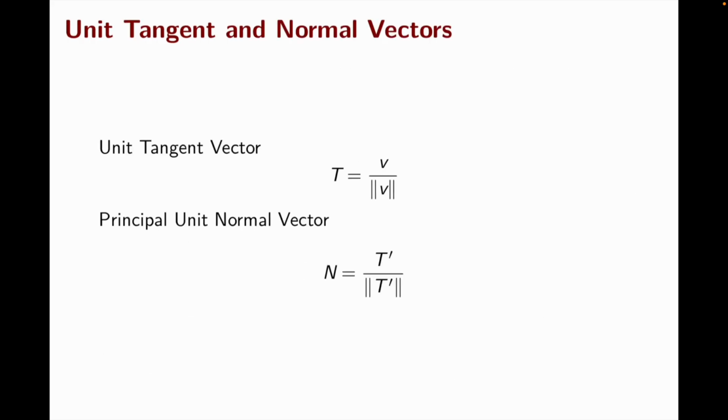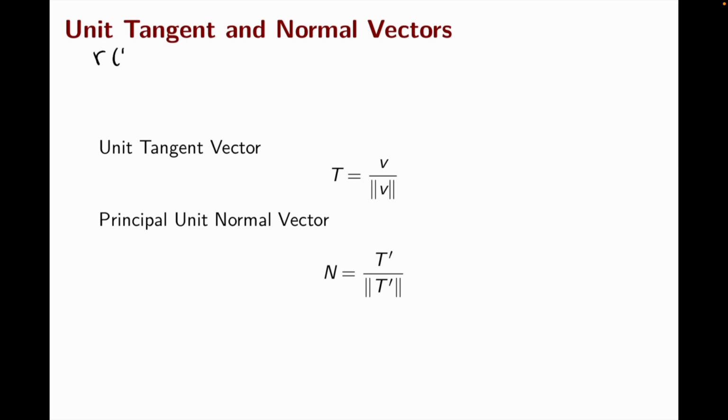These vectors in general are different from the velocity and the acceleration, but they are related too. So the tangent vector is just the velocity normalized, and the normal vector is the tangent vector's derivative and then normalized. I mean, it's the derivative of this vector and then normalized.